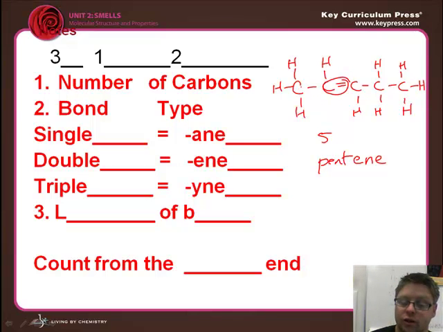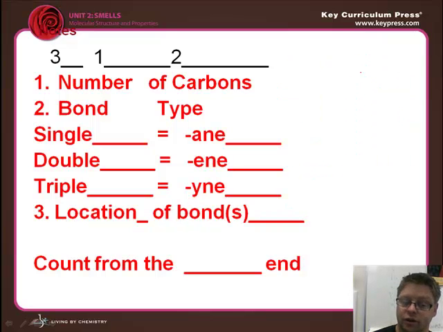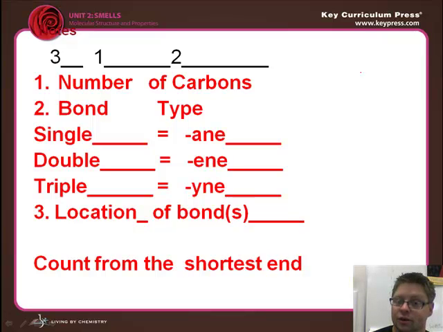So what we do is we always want to find out the location of the bond. And we always count from the shortest end. So the shortest end here, the one closest to the double bond, that's carbon 1, carbon 2, carbon 3, carbon 4, carbon 5. So this pentene is on the second carbon, so it's written in front with a dash. 2-pentene is that molecule there. So you look at the location of the bond, that's where the number comes in, and then you always count from the shortest end.